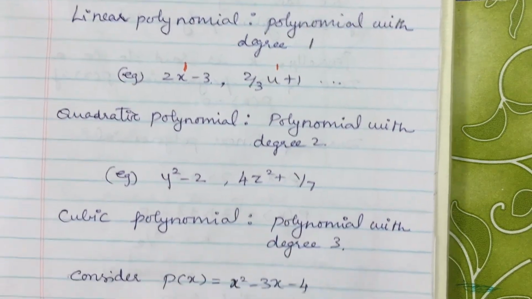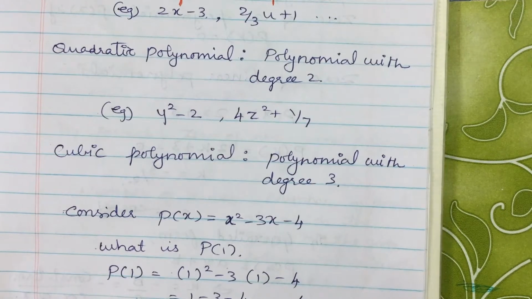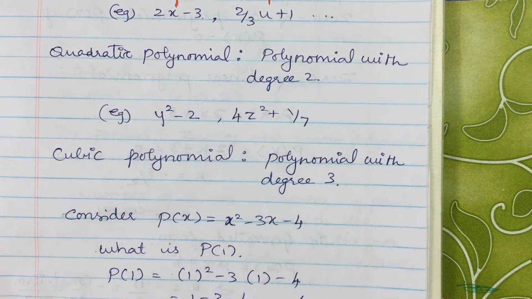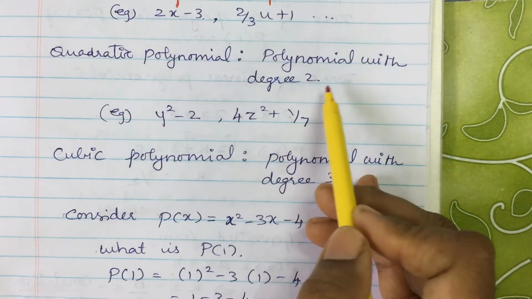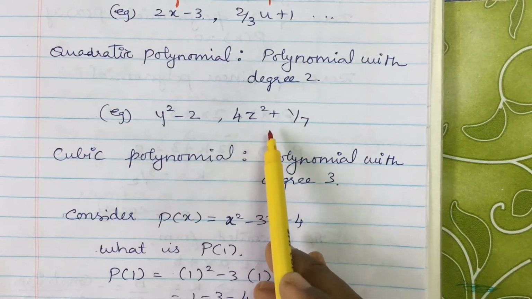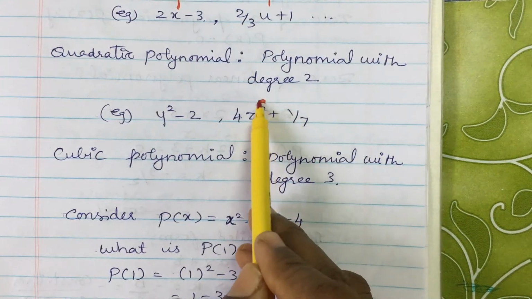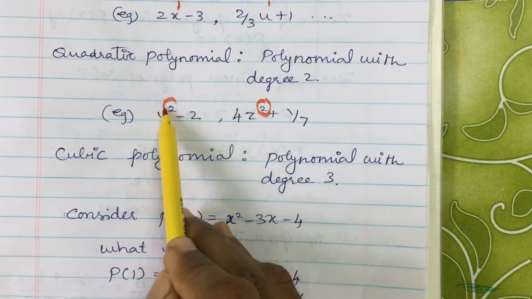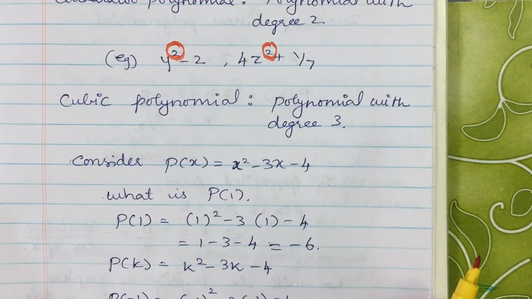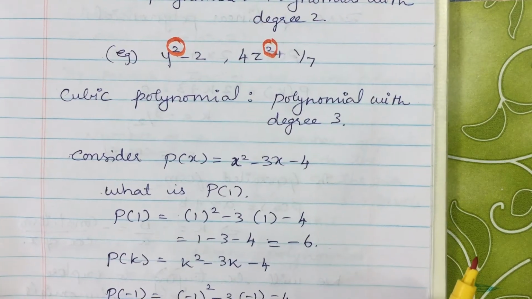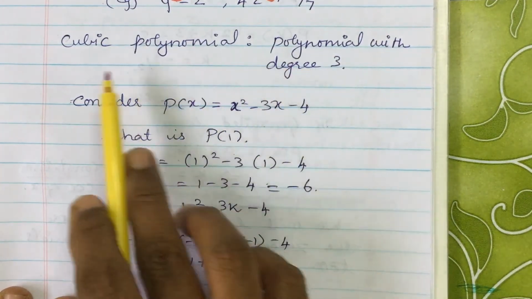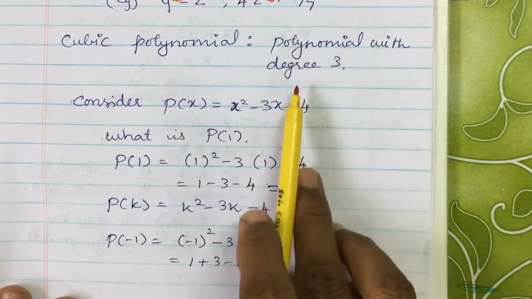And then quadratic polynomial. What do you mean by quadratic polynomial? The highest degree of the polynomial should be 2, right? So I have given some examples again: y square minus 2, 4z square plus 1 by 7, where the degree of the variable is observed to be 2 there. And cubic polynomial, as the name says, cube means 3. So here the degree of the polynomial should be 3.